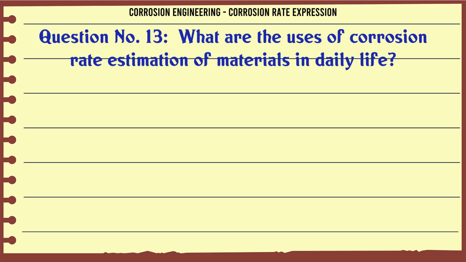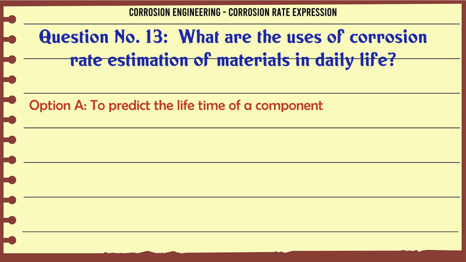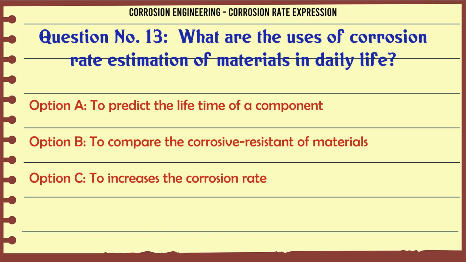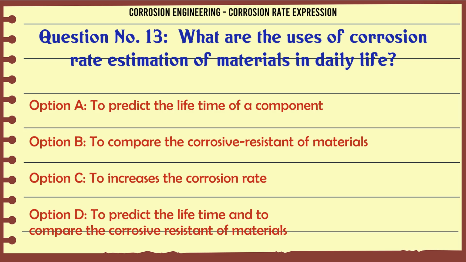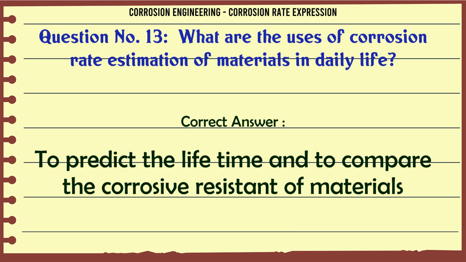What are the uses of corrosion rate estimation of materials in daily life? A. To predict the lifetime of a component, B. To compare the corrosion resistance of materials, C. To increase the corrosion rate, D. To predict the lifetime and to compare the corrosion resistance of materials. The correct answer is to predict the lifetime and to compare the corrosion resistance of materials.